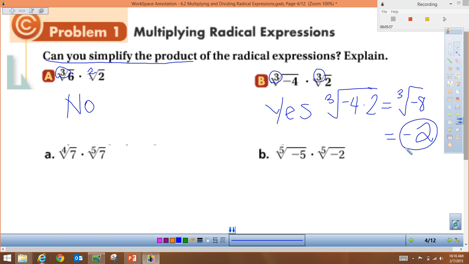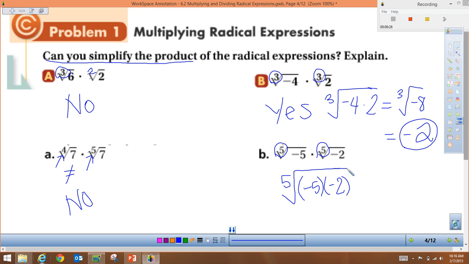Let's look down at the second letter A. You have a 4 and you have a 5. Those roots are not equal, so we cannot simplify this. However, we have the 5th root here and the 5th root here, so we definitely can solve that. Make them one big 5th root. So we have -5 times -2 underneath the radical sign, which becomes the 5th root of 10. We can't take the 5th root of 10, so that's going to be our simplest form, just like that.